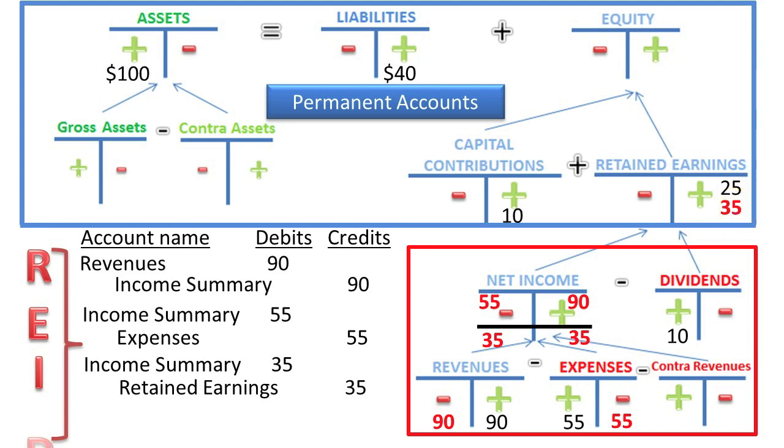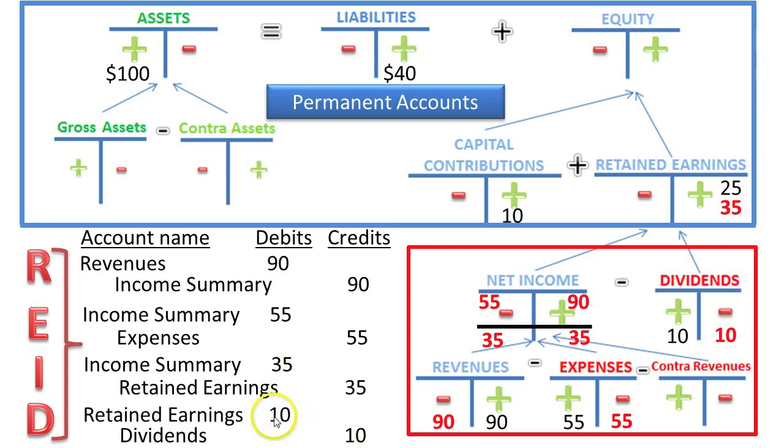Finally, we need to close our dividends account. It currently has a debit balance of 10. To close that, we would need to credit it $10. By posting that, our dividends are now 0. To balance out the entry, we need to debit retained earnings, which will reduce retained earnings by 10, and our ending retained earnings are now 50, which is exactly the ending retained earnings which we computed on the statement of retained earnings. We've just finished the closing process for that simple ABC company trial balance.